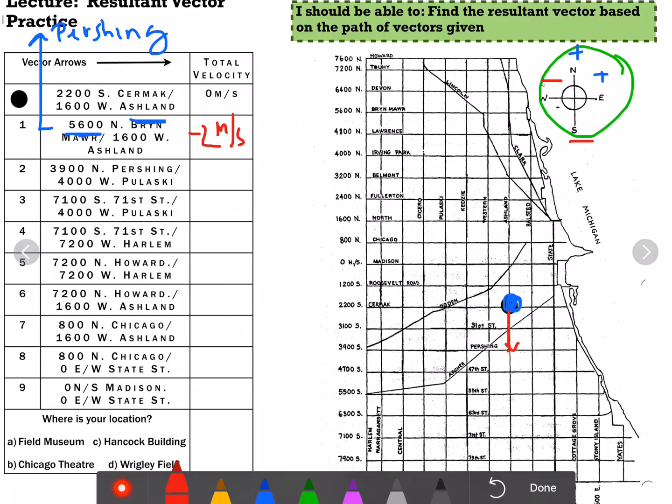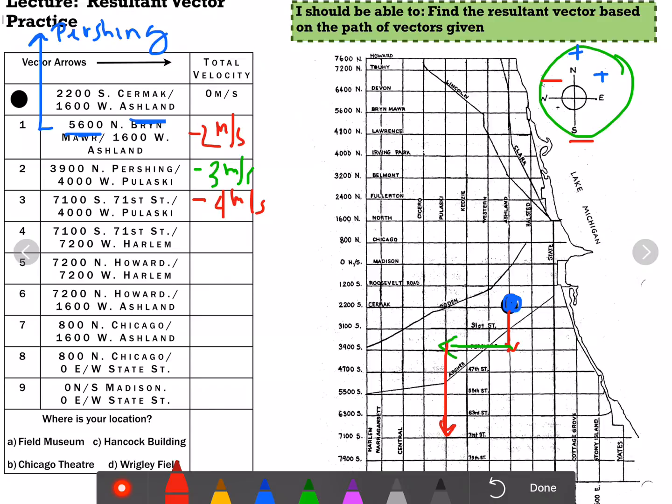So now the next one, I'm going to find Pershing and Pulaski. I'm on Pershing and I'm going to go over to Pulaski. I'll use a different color for going west. So I'm going to go 1, 2, 3 blocks. There we go. So that's a negative 3 meters per second going west. And then I'm going to 71st Street and Pulaski. So I'm going to be going down again. How many is that? 1, 2, 3, 4. So that's a negative 4 meters per second.